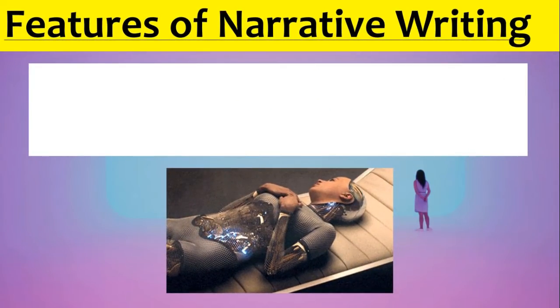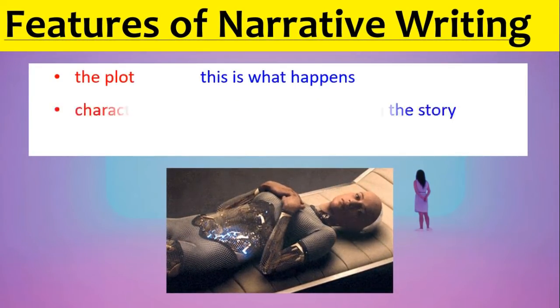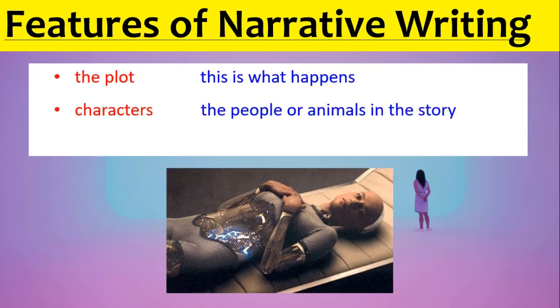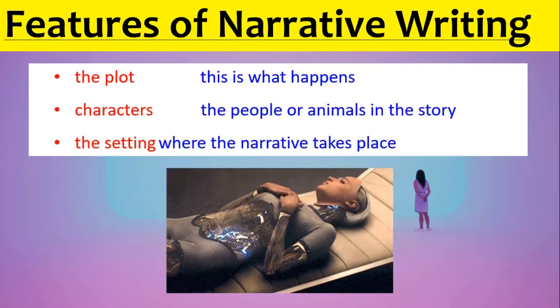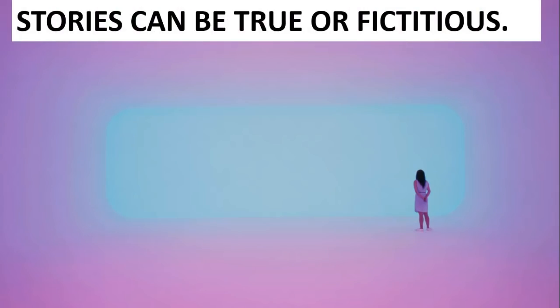Okay, so features of narrative writing. You need a plot, which is what happens. You need characters, the people or animals in the story, and you need a setting where the story or narrative takes place. So a few things to go over.